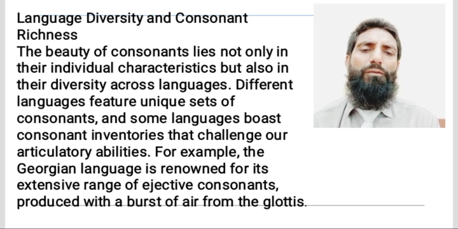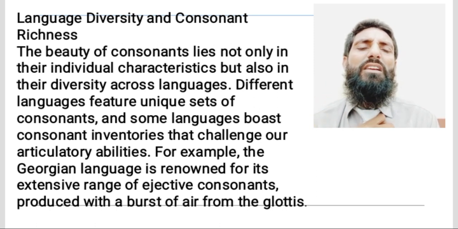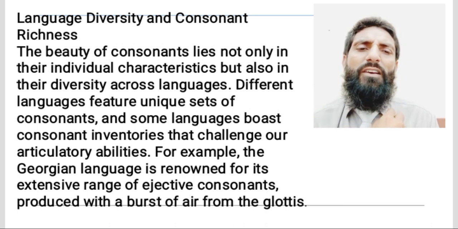For example, the Georgian language is renowned for its extensive range of ejective consonants, produced with a burst of air from the glottis. The air speedily leaves the vocal cords, or the lungs. So this is basically a burst of air, when some type of explosion of air takes place, and the air passes through the passage speedily, especially from the glottis.